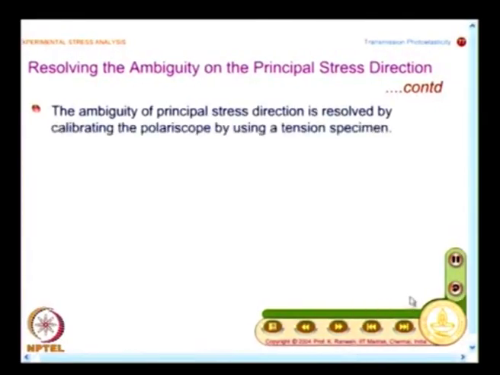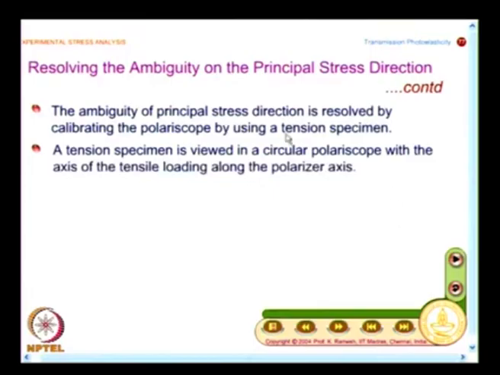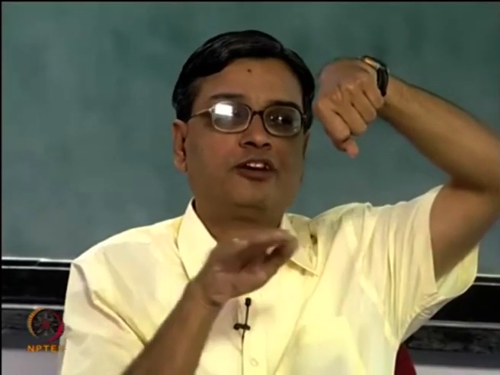Now what we will look at is what kind of calibration we have to do for the polariscope. What I have here is I can do this by taking a tension specimen. When I take a tension specimen, what do I know? I know the principal stress direction, because that becomes the major principal stress direction. I am pulling it like this, and perpendicular to this there is no stress. So, the maximum principal stress direction is the direction of the pulling.